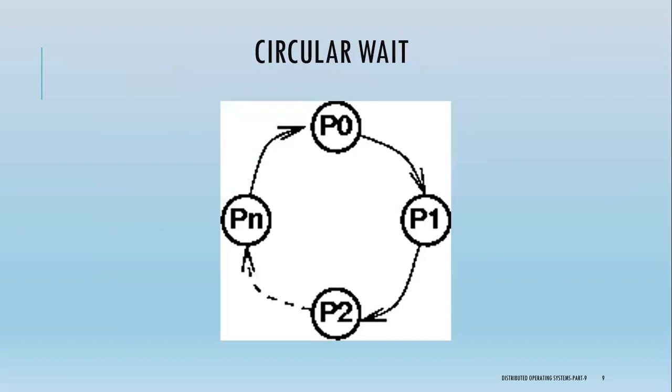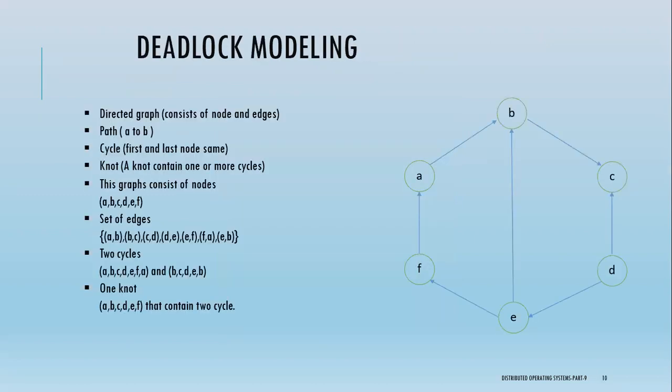Circular wait is shown in the diagram. The processes P0, P1, P2, up to Pn, n number of processes, are waiting for the resources. It is in a circular shape. Deadlock modeling. Deadlocks can be modeled using a directed graph. Before presenting a graphical model for deadlocks, some terminology from graph theory is needed.